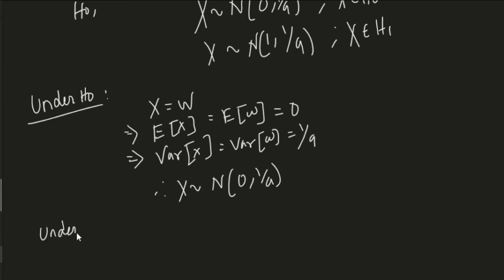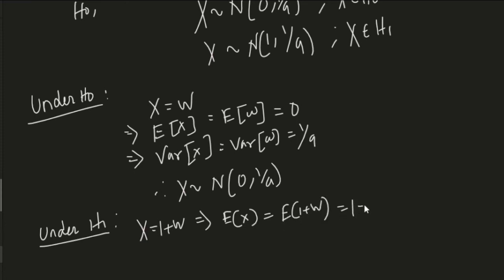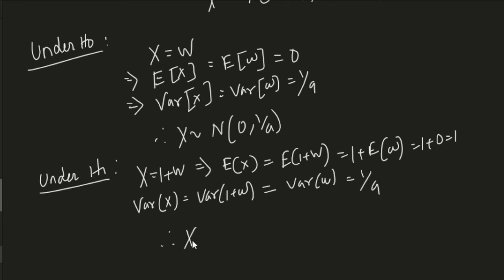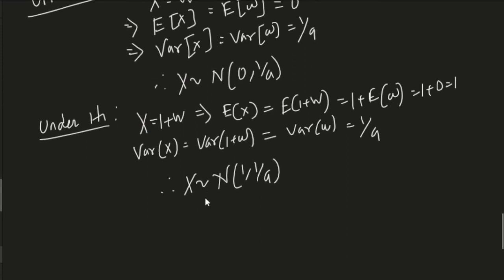And under H1, X is 1 plus W, and this means E of X is simply 1, so the mean is 1, and adding a constant to the variable doesn't change its variance, because variance of X then would be variance of 1 plus W. Therefore X follows normal distribution with mean 1 and variance 1 by n. So yeah, that's how it works.